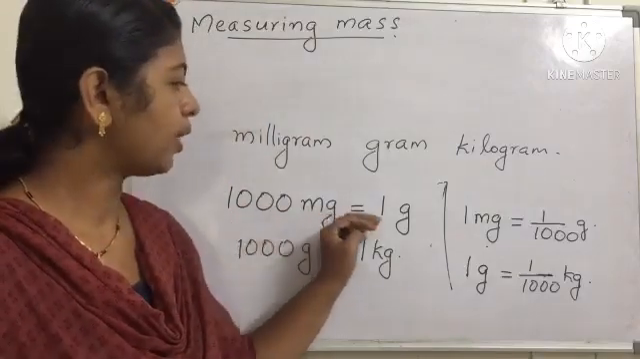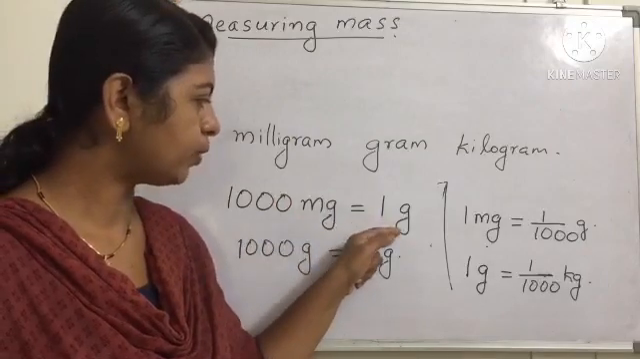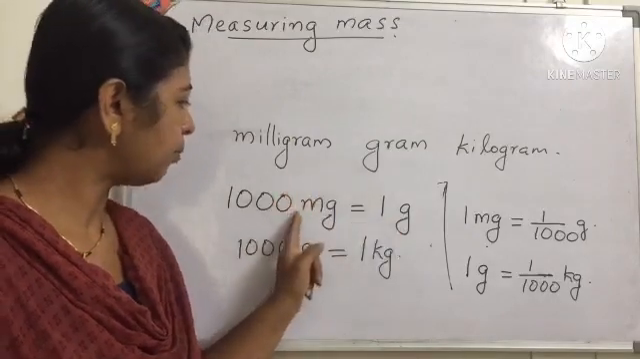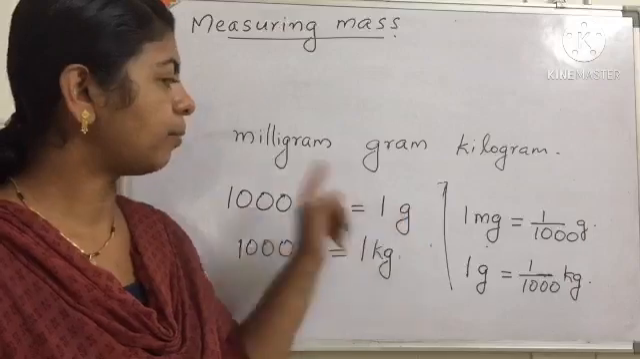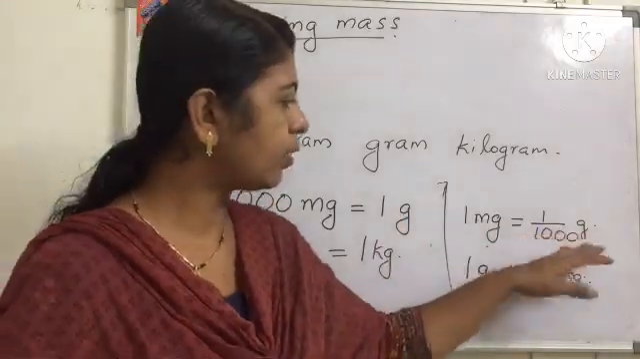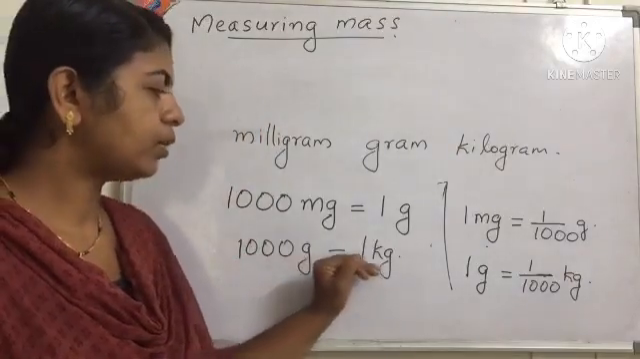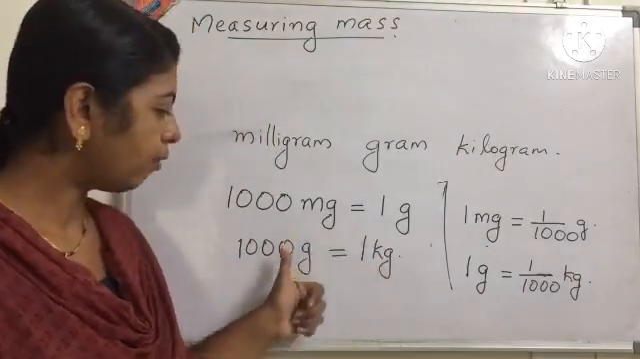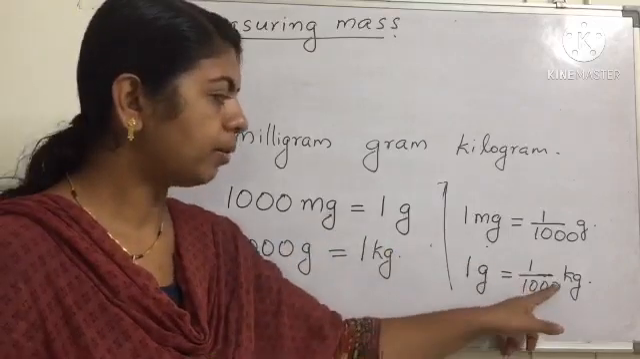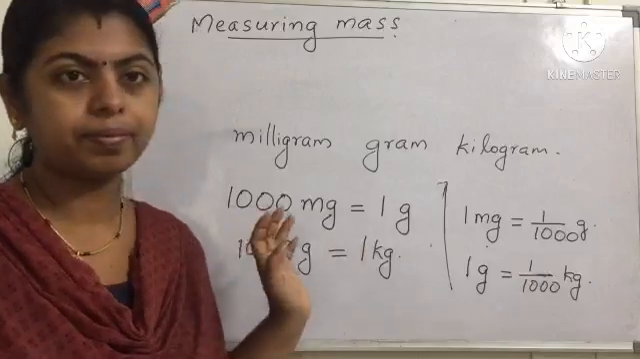1000 milligram equal to 1 gram and 1 milligram equal to 1 by 1000 gram. Then 1000 gram equal to 1 kilogram and 1 gram equal to 1 by 1000 kilogram. You want to learn these four by heart.